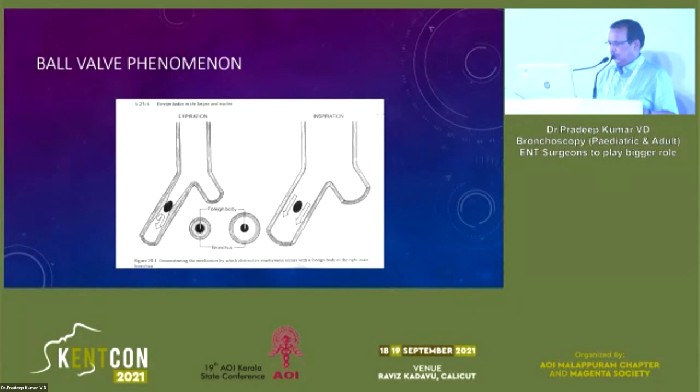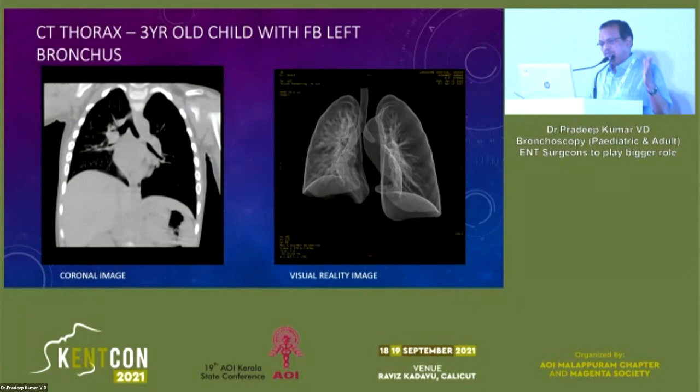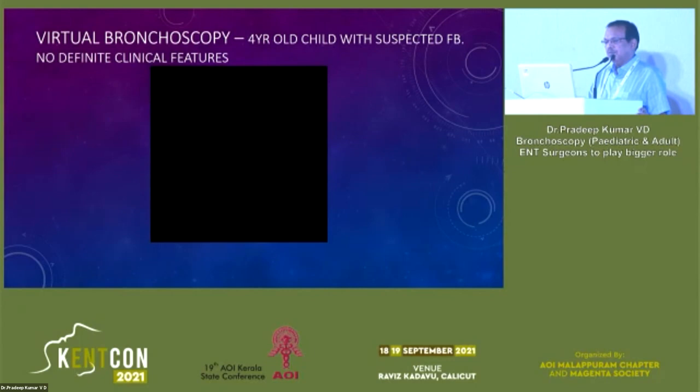So come to the CT thorax. On one side, you see the coronal image. We can see the left lung, the left bronchial air shadow is blocked. And this is the same patient with the virtual reality image. Left is blocked. This is also very useful. So in selected cases, you may have to resort to this virtual image, a virtual bronchoscopy.